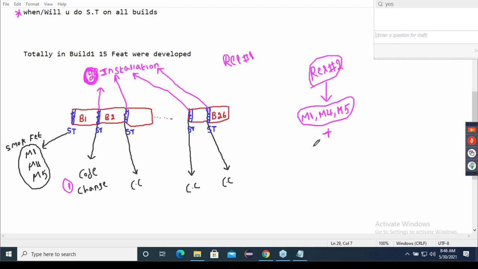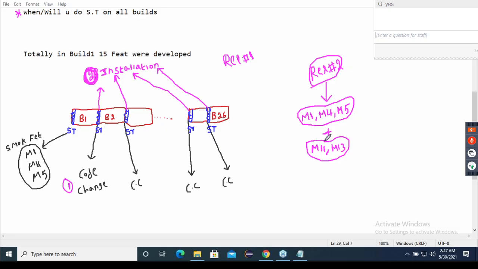Plus, M11 and M12, these are the two new features, or some 4 or 5 features, were added. M11 and M13 will be added as smoke features. Are you understanding what I'm saying? Is this clear? Yes.